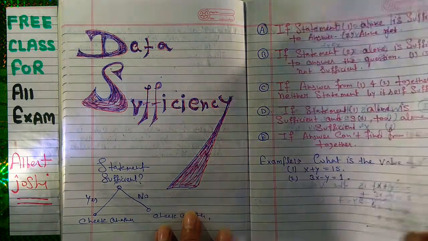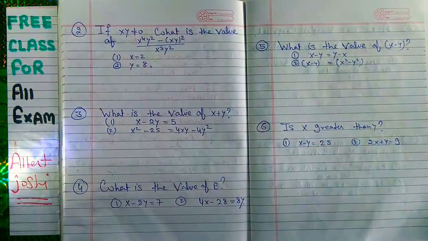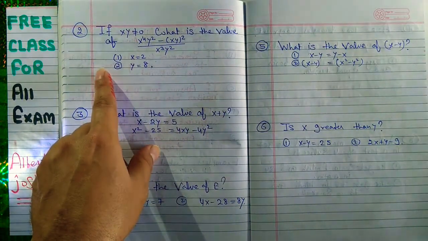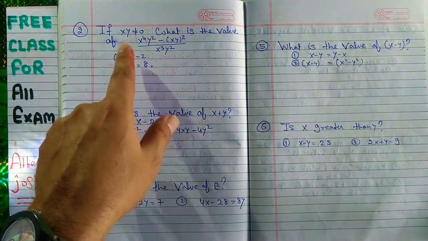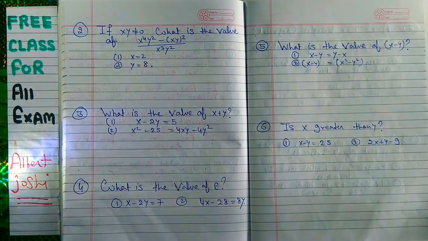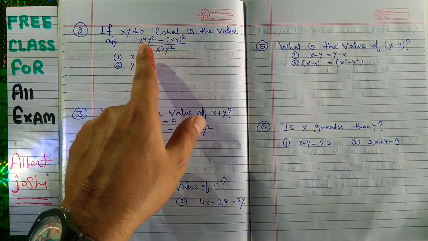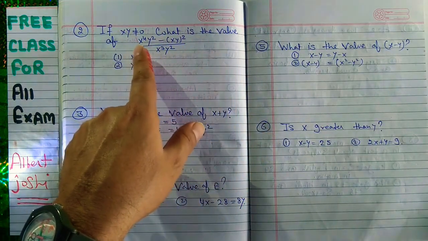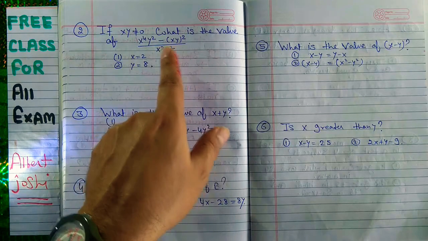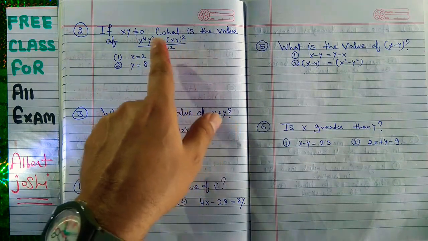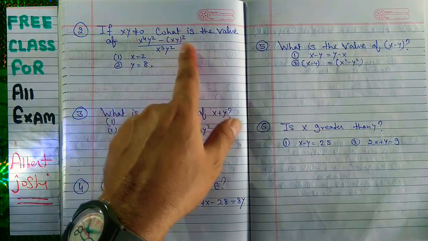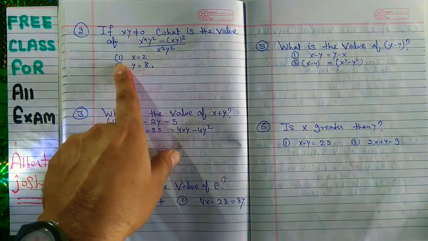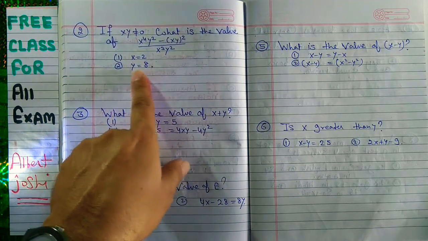Now we will explain another, if you did not get it. The second question is: if x into y is not equal to 0, what is the value of x to the power 4 y square minus xy, whole square, upon x cube y square? The first statement is x is equal to 2 and the second is y is equal to 8.